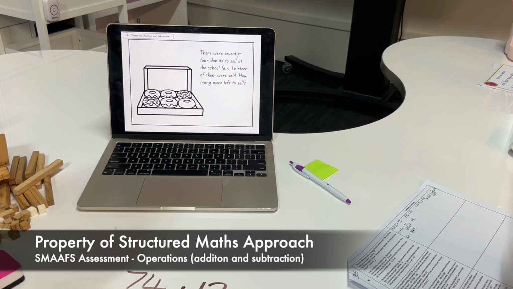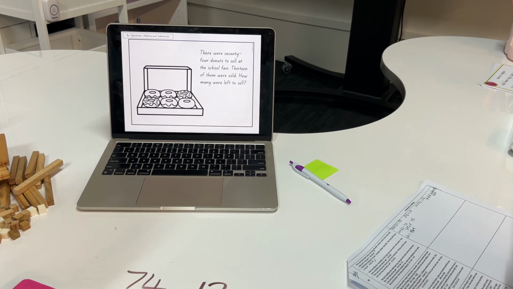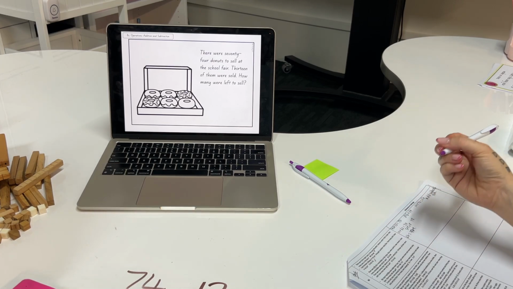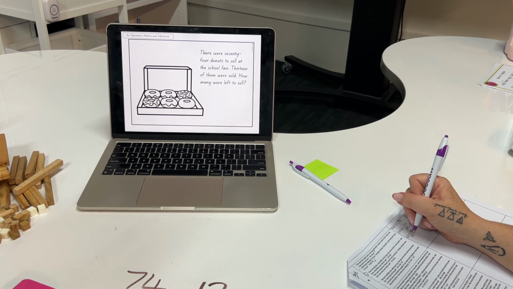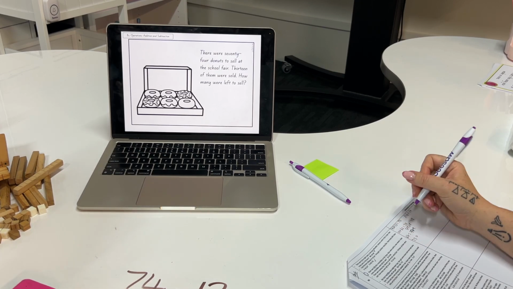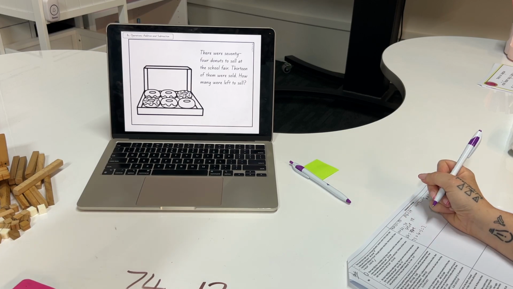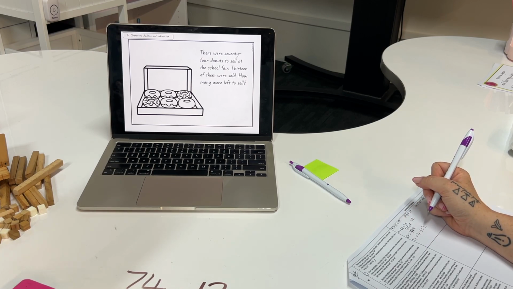87. Are you sure? 13 of them were sold. Oh, so, okay, so 13 of them were sold. How many were left to sell? 7 minus 1 is 77. How'd you get that? 4 minus 3 is 7. And then another 7.